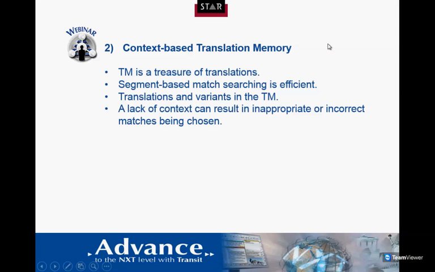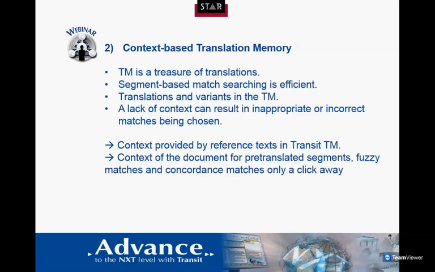When you translate, the system searches the translation memory for a match for each segment. This is very efficient. The translations that are available in the translation memory are not always appropriate. There are translation variants. If no context information is available, it is possible that an inappropriate or even an incorrect match is chosen.